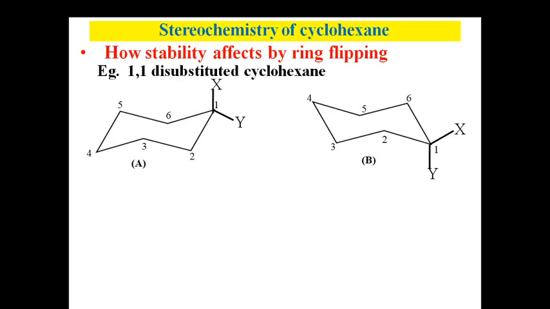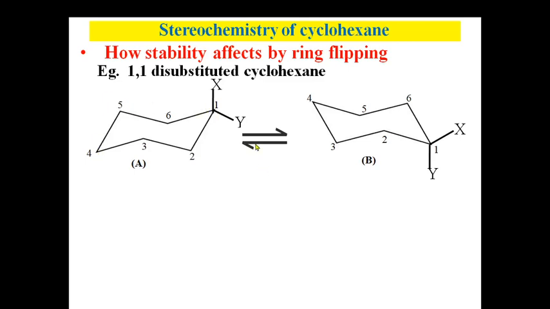Now let's see the 1,1-disubstituted cyclohexane compound and how stability is affected by ring flipping. Suppose you have this 1,1-disubstituted cyclohexane, where at carbon number 1 both the substituents, X and Y, are present. Here we have shown the ring flipping. This is the ring flipping. So carbon number 1 will go down and carbon number 4 will go up.